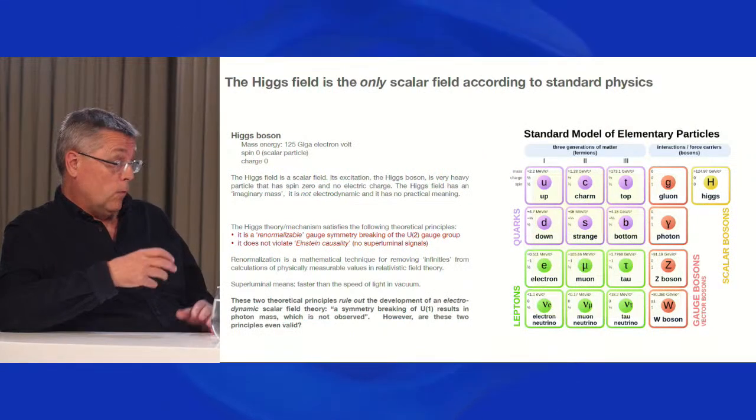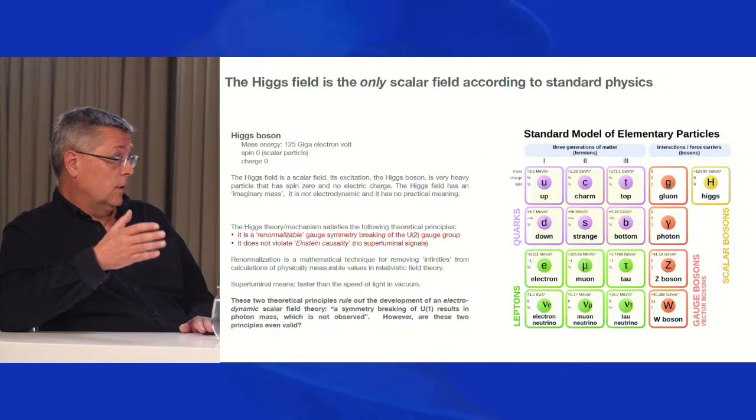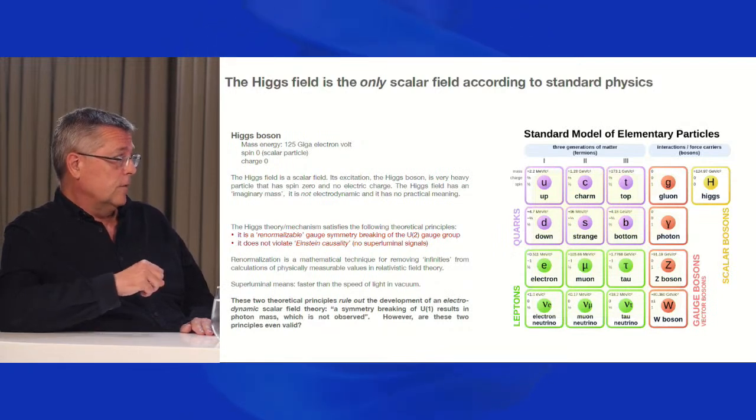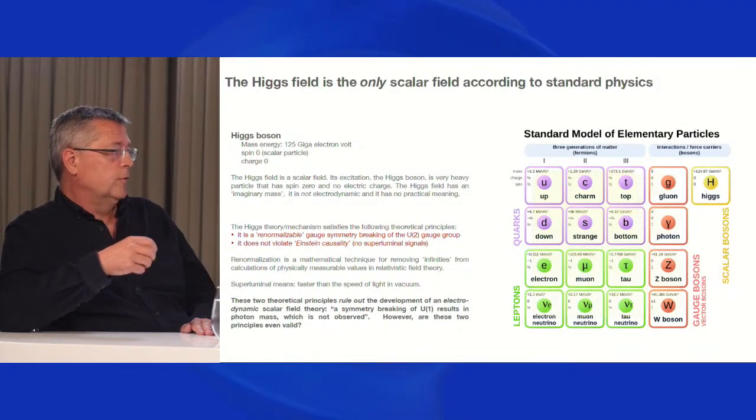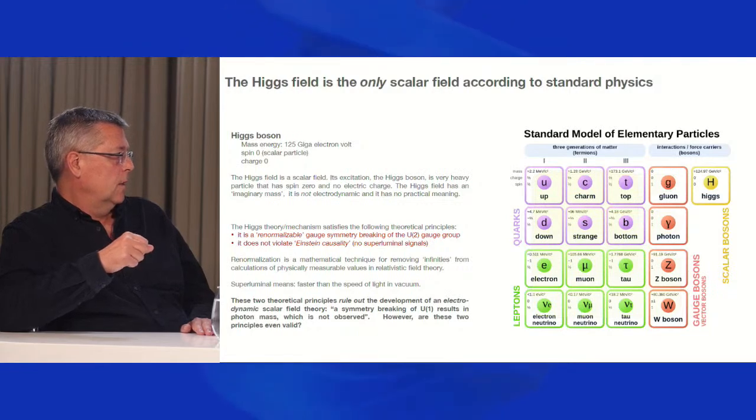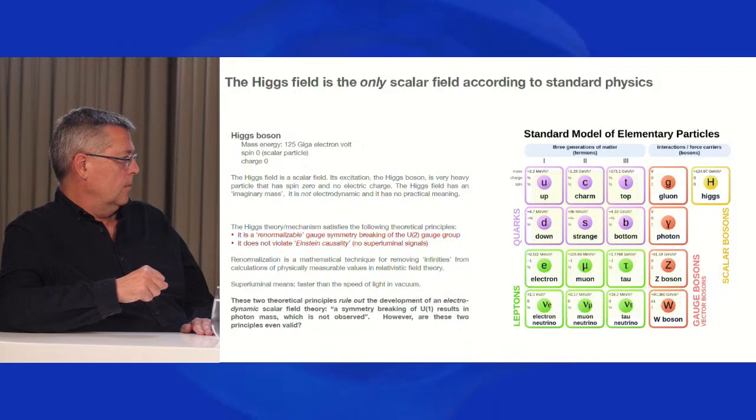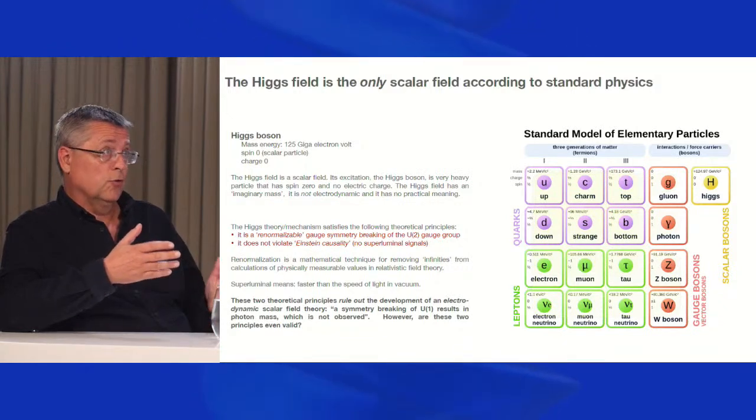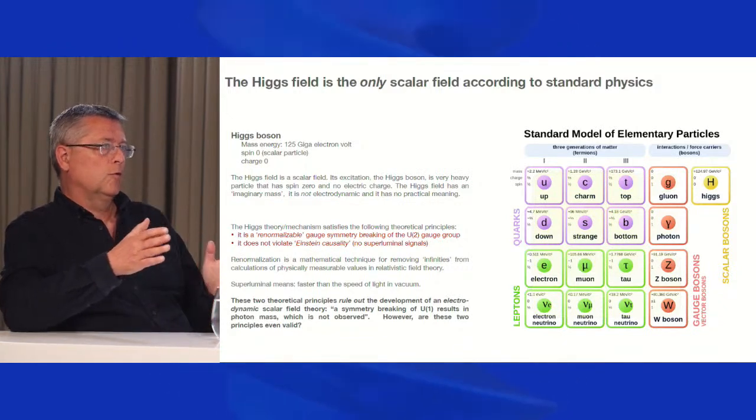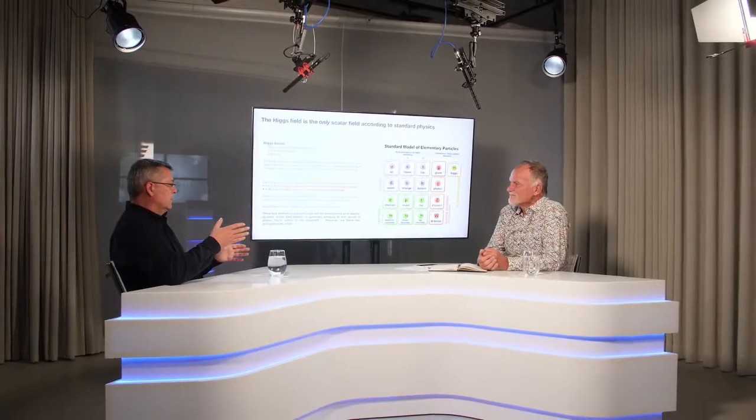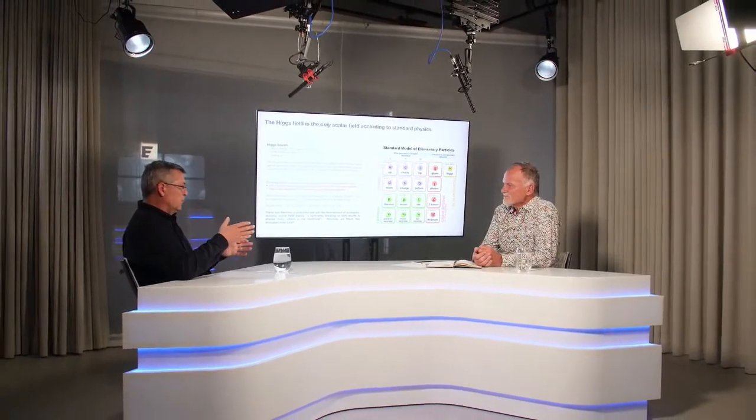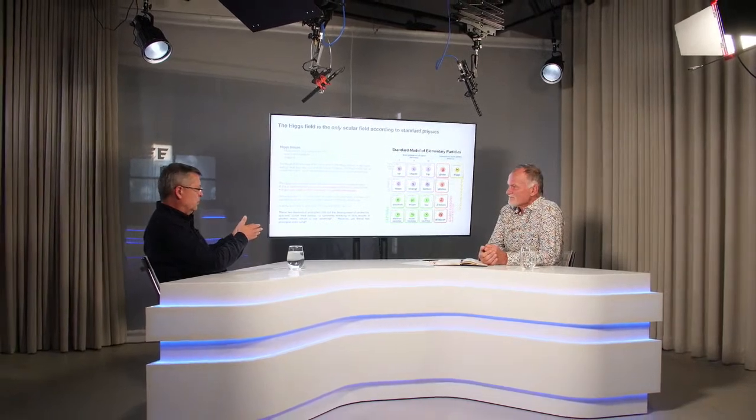So anyway, these principles rule out the development of an electrodynamic scalar field as a symmetry breaking of U1, and then you get electrodynamic scalar fields. And they say, the physicists, this is not observed, and also the photon would acquire a mass, you know, and that's also not observed. But this is all according to these very strict principles. So however, are these two principles even valid? So next slide, please.